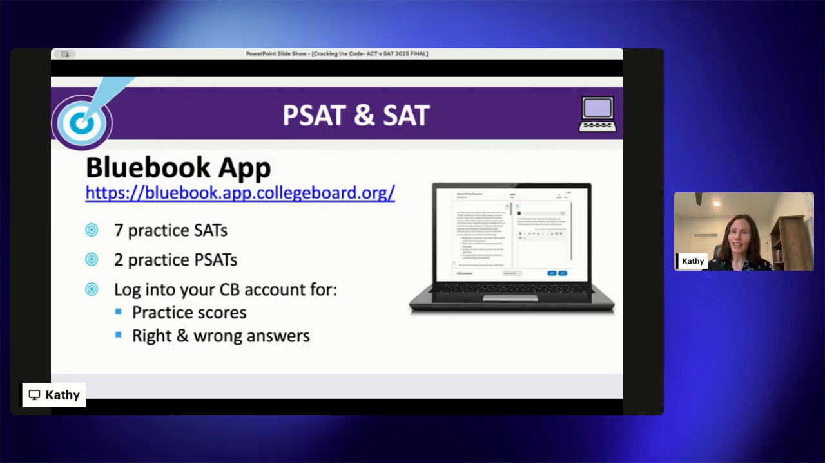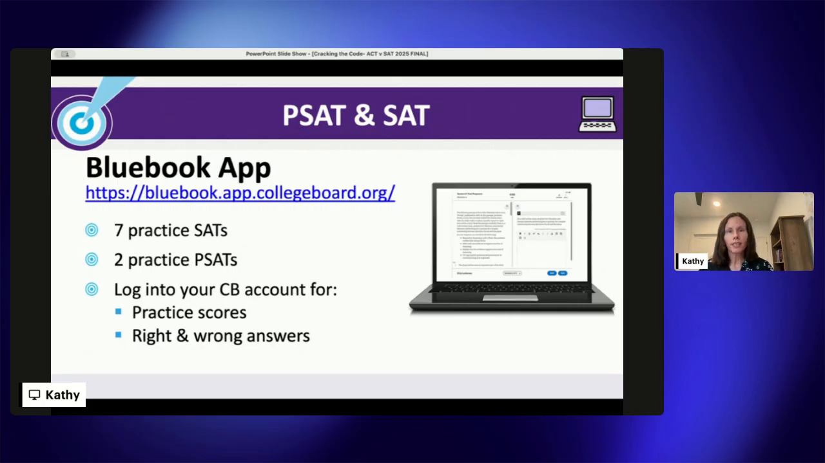Well, if you haven't yet, I encourage you to check out the Blue Book app. You will need to download it. And on the Blue Book app, you can access 7 practice SATs and 2 practice PSATs. So great to do these practice tests, get familiar with the timing, the features of the app. How do I use the calculator? How do I use the annotation tool?